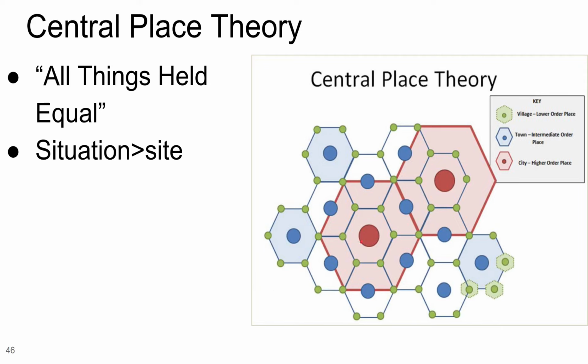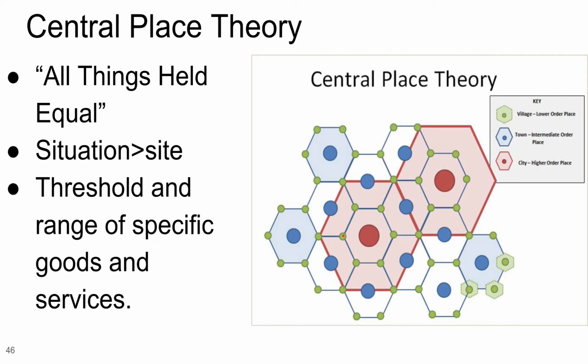And then in the city, in the higher order place, there's going to be more people. Because there's more people, there are going to be those services that you're only going to find with a large enough population. So you'd find those in this town, but not here, and definitely not here. And that's the idea of threshold in terms of population. How many people do you need to get a whatever?